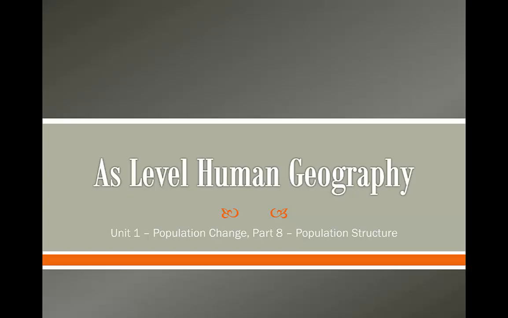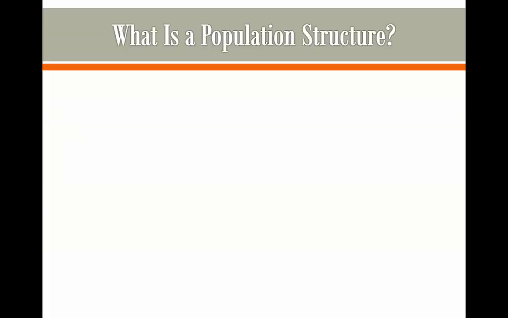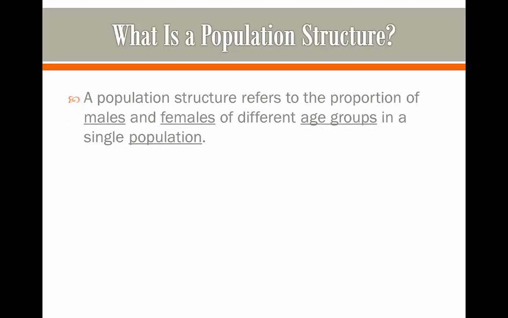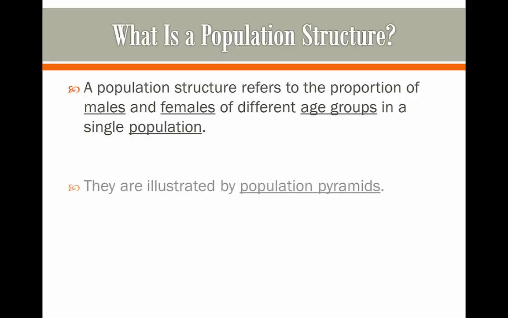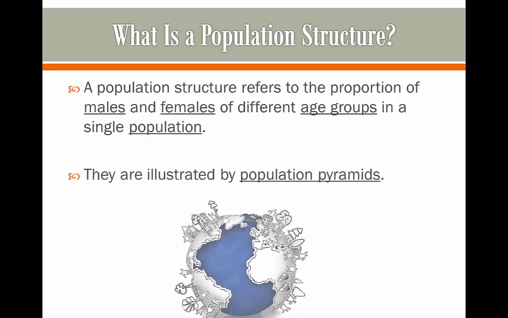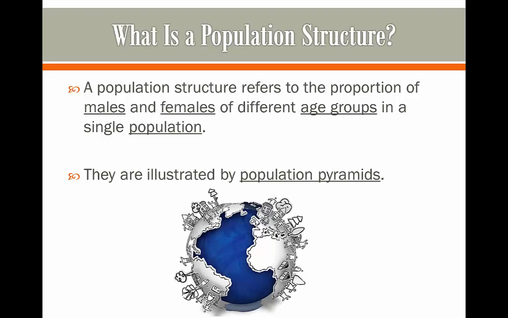Today we're going to be looking at part 8, which is all about population structure. What is a population structure? Basically, a population structure is the proportion of both males and females that consist of different age ranges inside a single population. Now, these population structures are normally measured in one single country, and they're illustrated by things called population pyramids. So now we're going to have a look at what these are and what they can show.